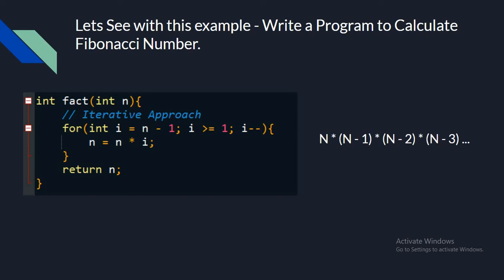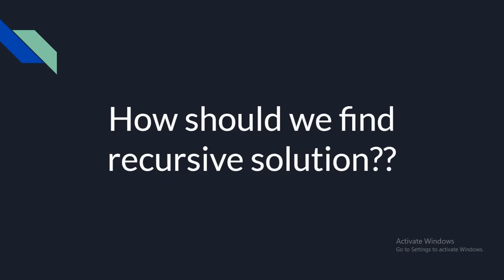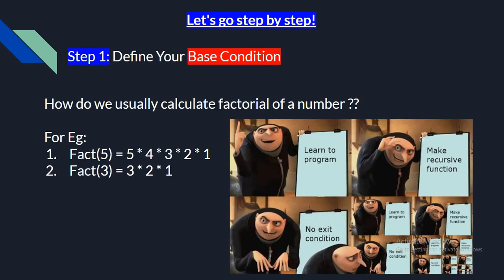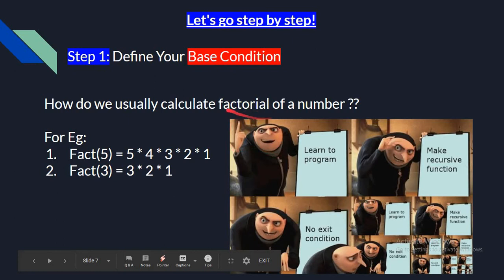So we need to find that recursive function. Now how are we going to find the recursive function? We will go step by step. Number one, we need to define our base condition. As I stated before, if we don't have a base condition, then we are never going to return from our function. We will always be inside the loop. So we need to define our base condition. Now how do we usually calculate the factorial of a number?